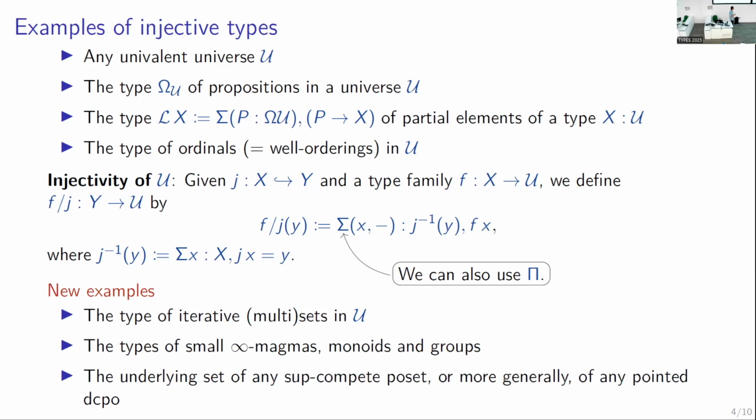Okay, and then here are some new examples. You can also have the injectivity of the type of iterative sets and iterative multisets, which were introduced by Hakon Gilbert. There you can take unions, right? The idea is instead of taking a dependent sum, you take unions. The types of small infinity magmas, monoids, and groups. I have a theorem for that. And the underlying set of any subcomplete poset. In there, instead of taking dependent sums, you're taking suprema, right? And the same kind of trick applies.